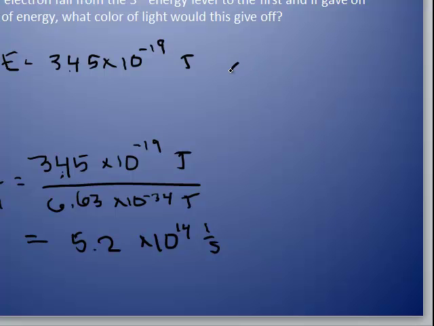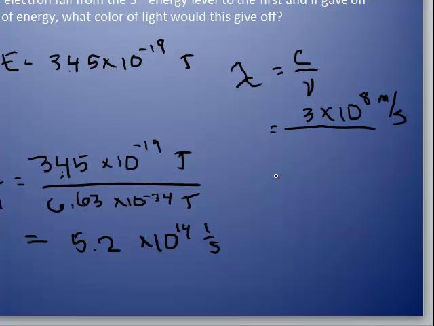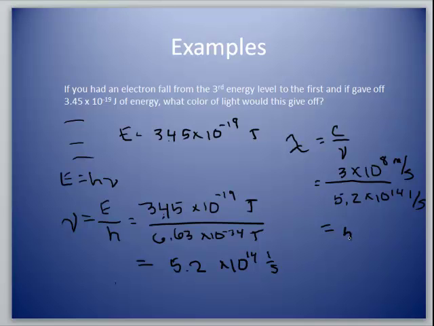Well, what we're going to do then is calculate our wavelength of light that would correspond to that by taking c over nu, which is 3 times 10 to the 8th meters per second divided by the frequency that we just calculated, 5.2 times 10 to the 14th inverse seconds. And when we do that, we get 5.76 times 10 to the negative 7th meters.